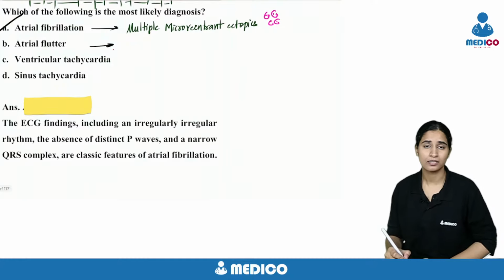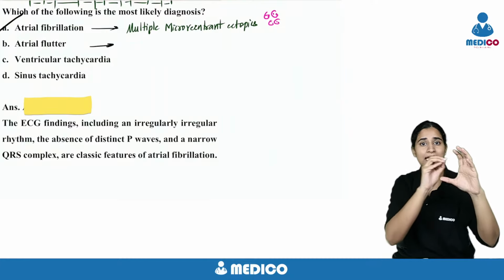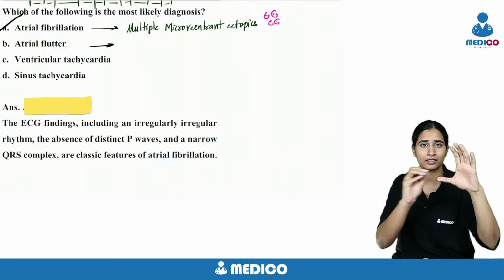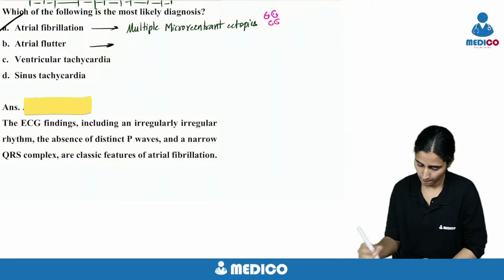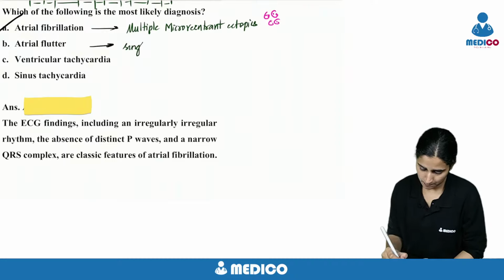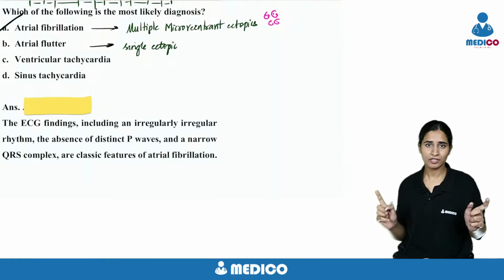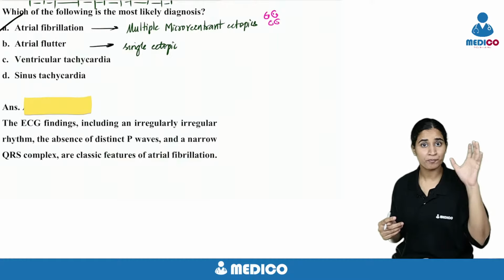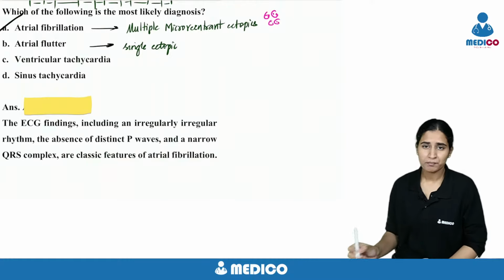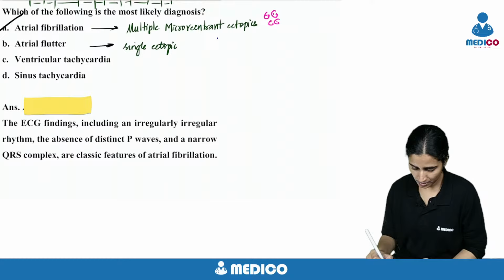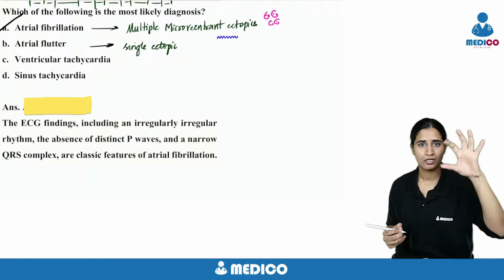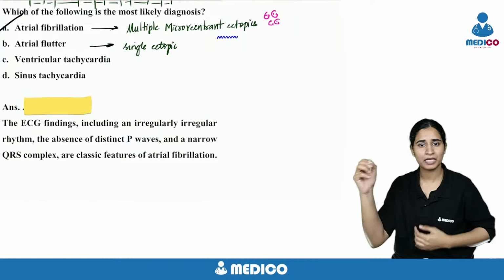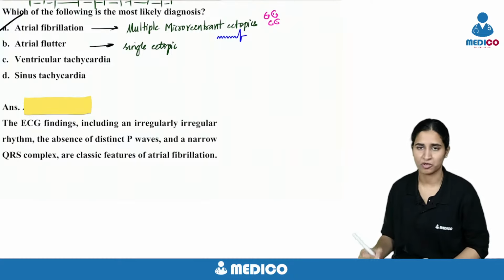Whereas your flutter is a single ectopic and it's macro reentrant, so your atria is going to contract. This difference you should know. Atrial flutter is a single ectopic and atrial fibrillation is multiple ectopics. When there are multiple ectopics in atrial fibrillation, there is fibrillation. One contraction, P wave. Multiple fibrillations, fibrillatory wave. And you will get a QRS complex somewhere.